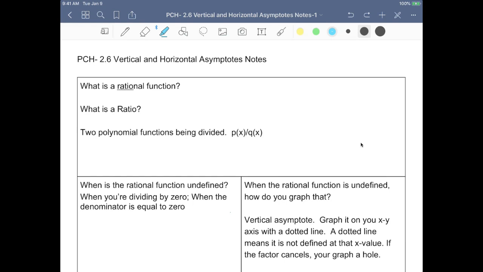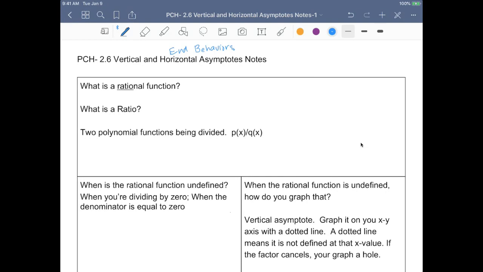Okay, we're looking at rational functions. First we're going to look at different types of discontinuities, which are vertical asymptotes and holes. And then we're going to look at horizontal asymptotes, which are our end behaviors. Okay. So what is a rational function?